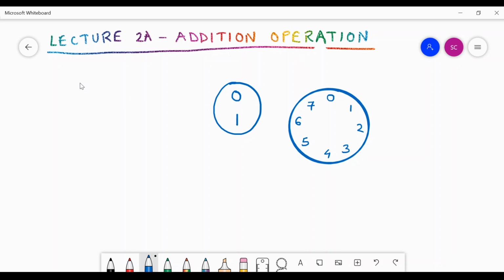So suppose we are trying to add now these two numbers which are in binary, and 0, 1, 0, 1.